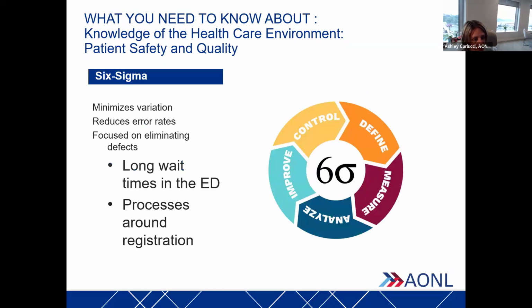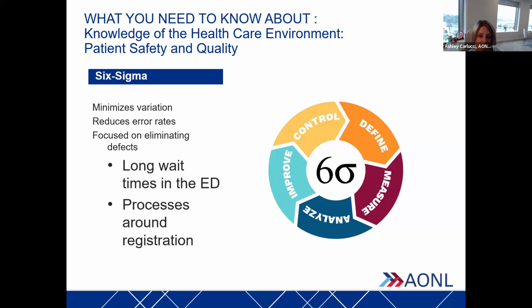And the next one is Six Sigma. Again, minimizing that variation, reducing error rates, and focusing on eliminating those deficits, right? So some examples on the screen here for you are long wait times in the ED. Again, going through that process: define the problem, what are we going to measure, how are we going to analyze it, what's the improvement process that we're looking for, what's the control process here, and then continue.